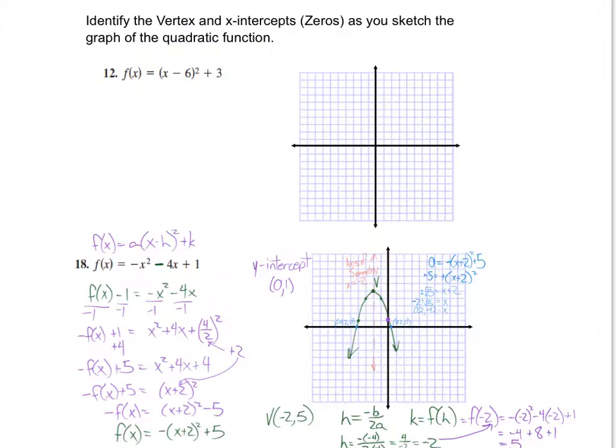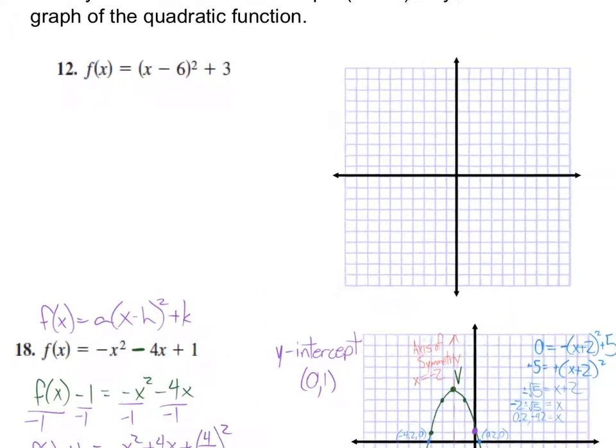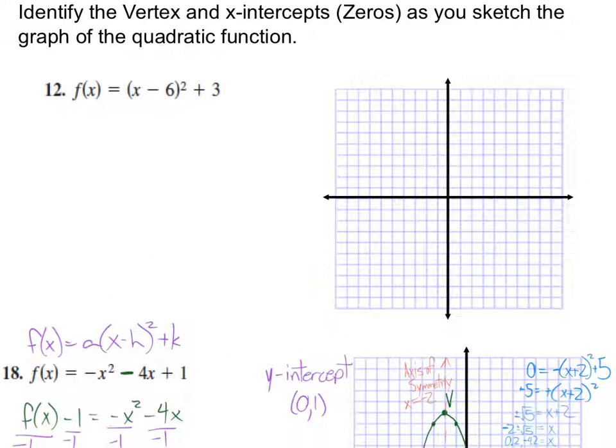Okay. All right, now, here's another one up here. It's already in vertex form. Take a moment and find your vertex, your axis of symmetry, your y-intercept, your zeros, and then use all of those to sketch it. Okay, so take a couple minutes here and work that out.